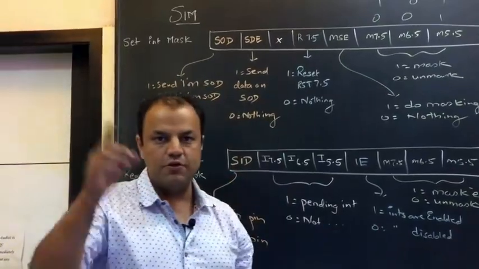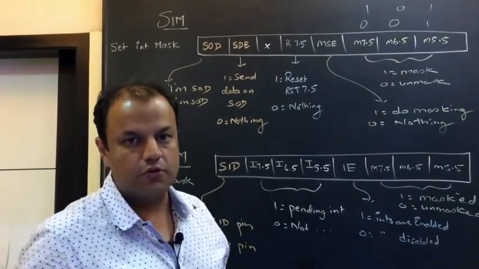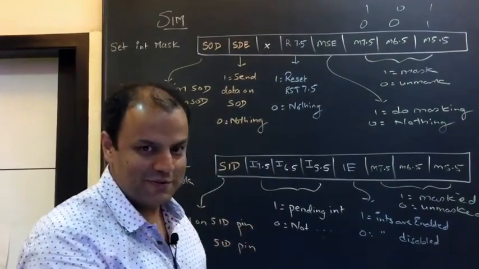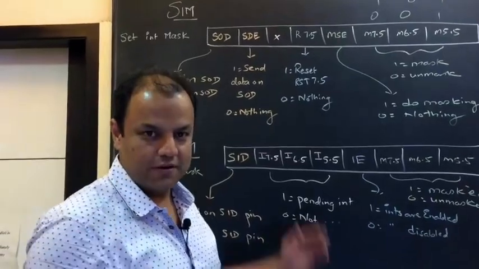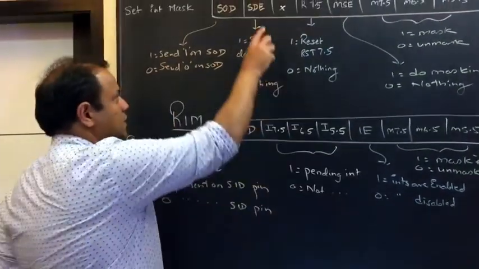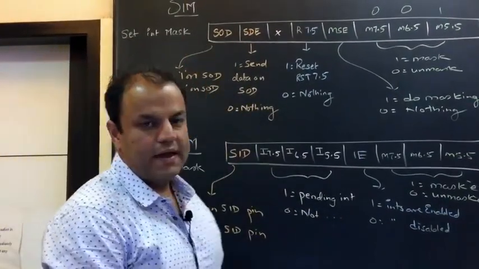So if you keep this bit 1, you have cleared that flip-flop. If you keep this bit 0, you're doing nothing. So it's as good as not doing anything at all. It will not affect that flip-flop. This bit being 0 will not set the flip-flop. The flip-flop will be set when the interrupt occurs. So keeping it 0 will do nothing. Keeping it 1 will clear the flip-flop. This bit is don't care. Again, I'll come to this bit in a minute. First, understand this bit. SOD.